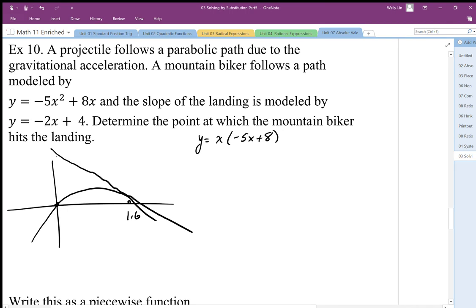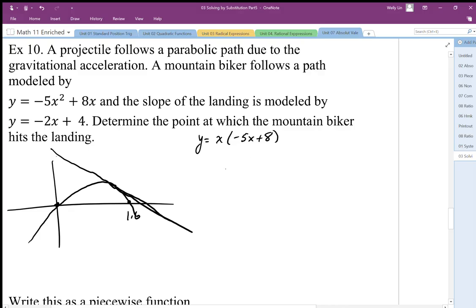The mountain biker is going to hit the landing, and he's going to go kind of like that. So it's going to be kind of a tangent point there. What we want to do is find out at which point the mountain biker is going to hit the landing. And so we need to find the intersection point of these two graphs.